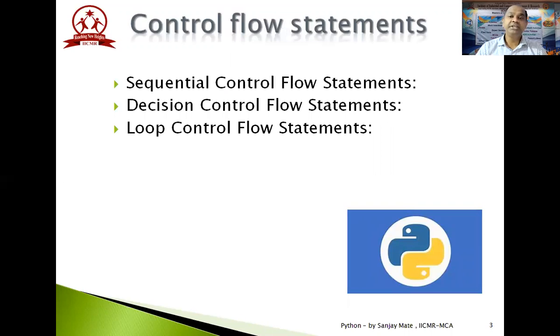So there are actually three types of these statements. One is sequential control flow statement, in which you are executing the statements one after another. You are not going to skip any statement. The second one is decision control flow statement. In this, we are skipping some blocks or some statements depending upon your decision. And the last one is loop control statement. In this, we are repeating or executing some part of a statement or block of statements again and again. So these are the three types of control flow statements.